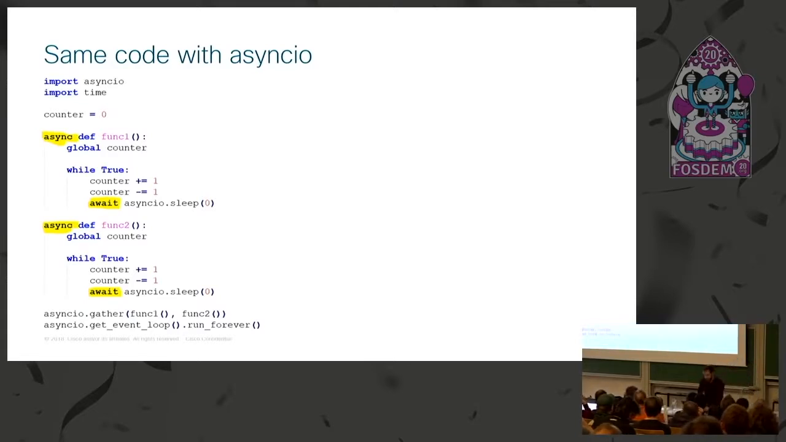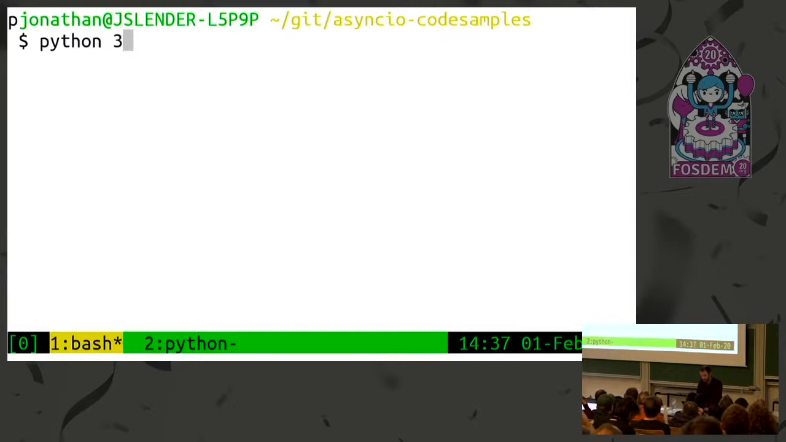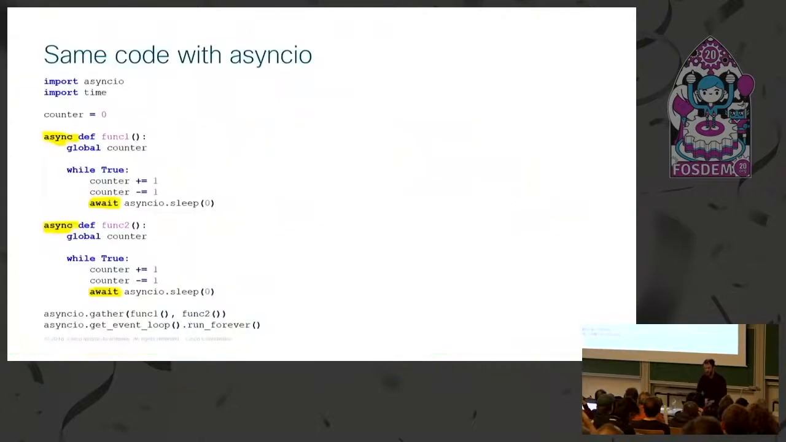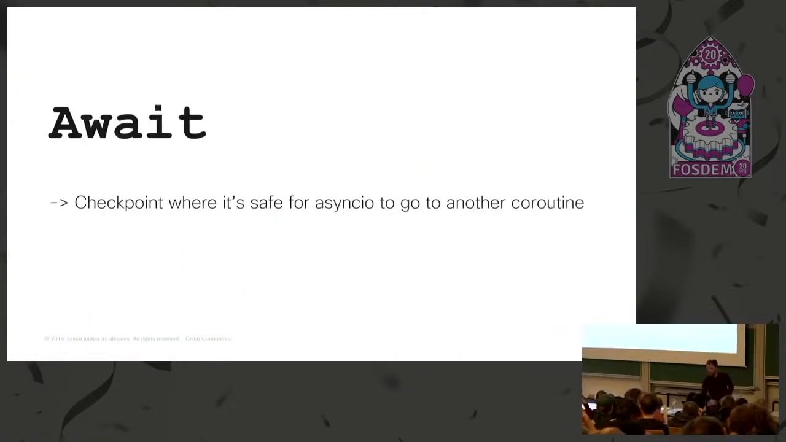So let's run this example. You see we always print 0. That's what you get when you would execute this script. So the await keyword actually means that it's a place where it's safe for one coroutine to move to another coroutine. That's it, basically.